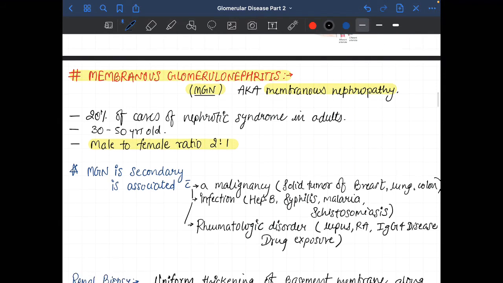The third one is membranous glomerulonephritis, MGN, also known as membranous nephropathy. In terms of prevalence, it accounts for 20% of cases of nephrotic syndrome in adults, very important, 20% of cases in adults. The age is 30 to 50 years old, and the male to female ratio is 2:1, so it is more common in males.